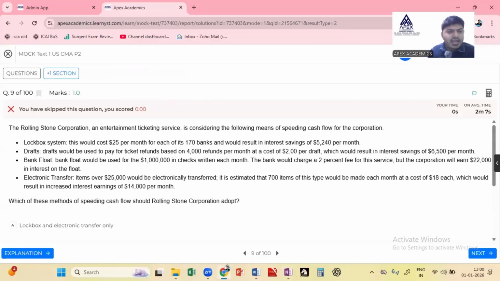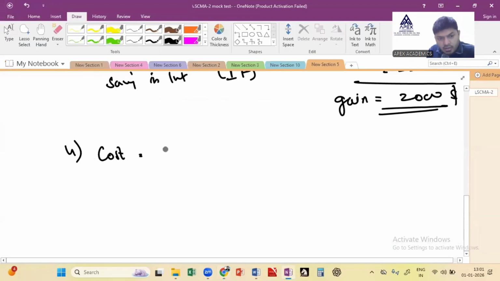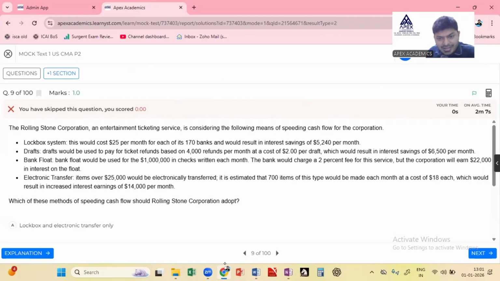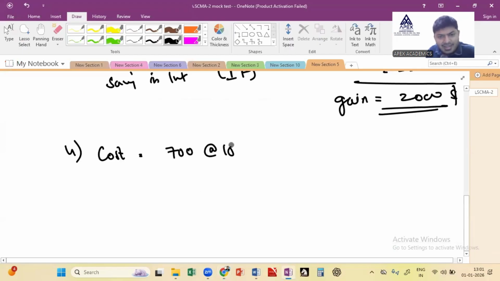Now I go to the fourth option. Electronic transfer. Items over $25,000 will be electronically transferred. It is estimated that 700 items of this type will be made per month at a cost of 18 each, and it will result in an interest saving of 14,000 per month. Okay. So what is your cost? 700 items at the rate of 18 each. It comes to 1,26,000. Oh, sorry. It comes to 12,600. I'm so sorry. And what is your saving? Your saving is 14,000.